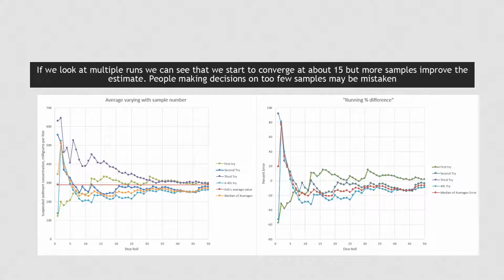If we look at multiple runs, we can see that we start to converge at about 15 samples, but more samples improve the estimate. People making decisions on too few samples may be mistaken. They may not know what they think they know. Hopefully you enjoyed this class exercise.